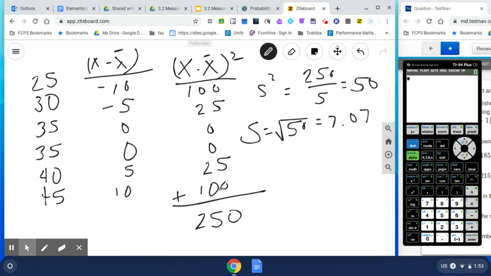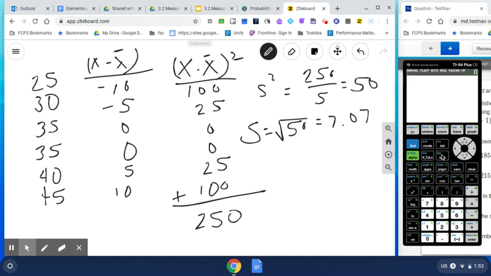And we add those up to get 250. And then we divide by the sample size minus 1. Again, there were 6 numbers in the data set, so I'm dividing by 5 in order to find the sample variance. We get 50. And then in order to find the sample standard deviation, we square root that value, so we get 7.07.